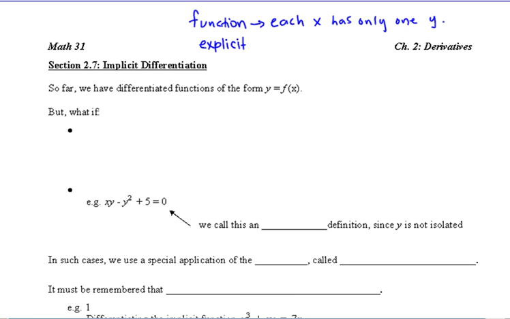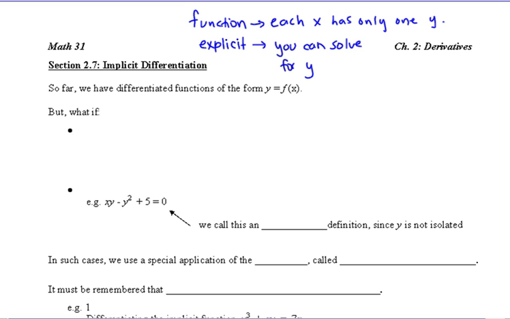Okay, explicitly solving something. Anyone want to take a guess at what it means to explicitly solve something? Yeah, it's where it is isolated for y, or it's easily isolated for y. So you can solve for y. So we're going to look at relations today that are not easily manipulated into y equals. Like circles. Okay, so far we have differentiated functions in the form y equals f of x.